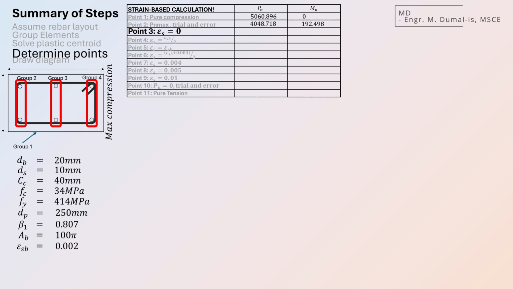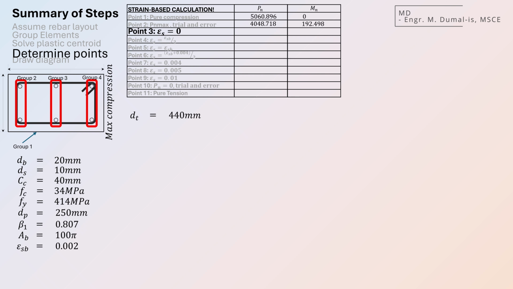We're now ready to move on to point 3. As we've learned in the previous lecture, the process for calculating points 3 to 9 follows the same steps. We solve for the value of C based on the steel strain defined for each point, and for point 3, the strain is 0.